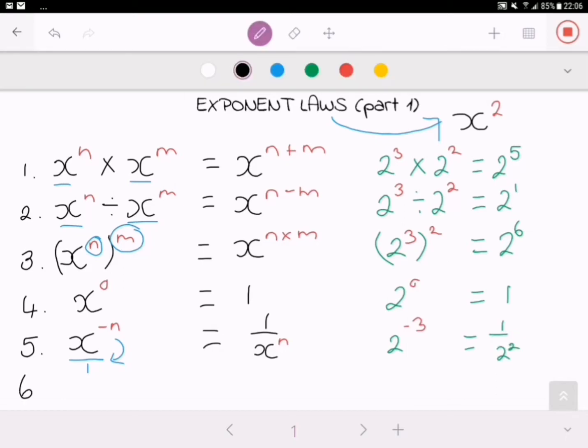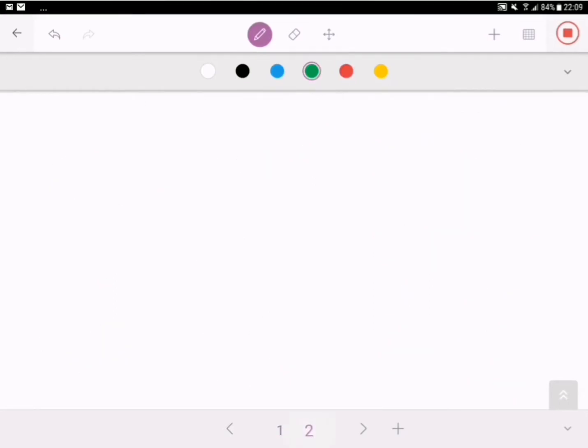Let's look at exponent law number 6. So if we have 1 over x to the power of negative n, that means our exponent is negative, we need to now take it from the bottom to the top to make the exponent positive. And therefore it will become x to the power of n. Let's look at an example. If we had 1 over 2 to the power of negative 2, we will take the 2 to the top and it becomes 2 to the power of 2.